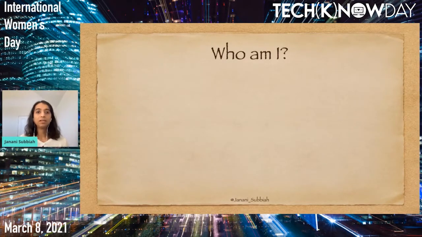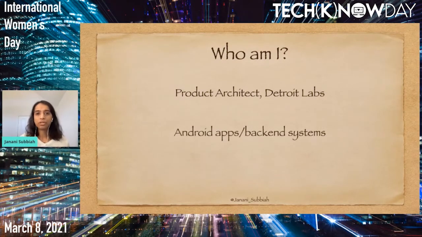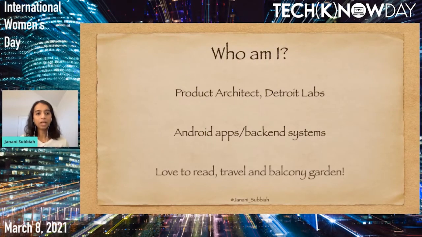Before we get started, a little bit about me. My name is Janani, and I currently work as a product architect for a company called Detroit Labs, based in Michigan, USA. Most of my experience in the software industry comes from building a few Android applications and working on backend systems. I love to read, travel, and balcony garden.